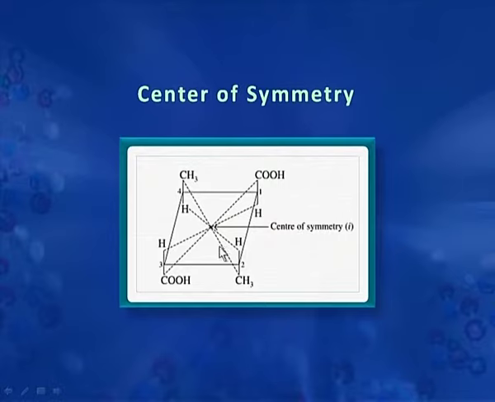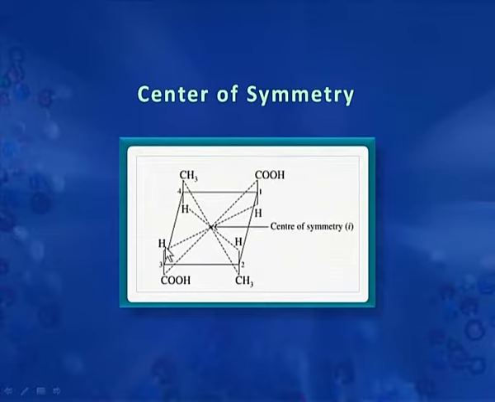This is a molecule which is a cyclobutane derivative. It has got 2 carboxyl groups at these 2 positions and then 2 methyl groups at these 2 positions. We see that if we draw a line from this carboxyl, it passes through this point and then extended beyond, we meet another carboxyl group after the same distance.